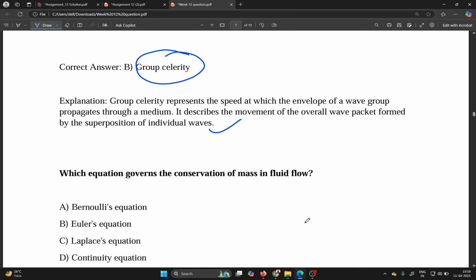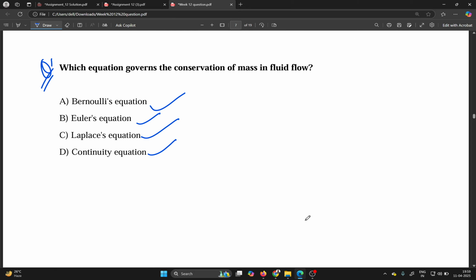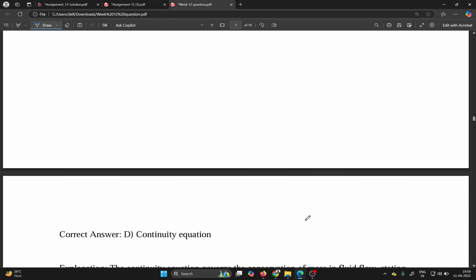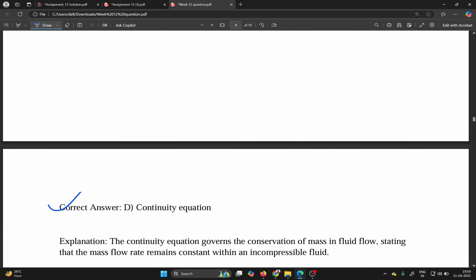Next question is, which equation governs the conservation of mass in fluid? Bernoulli's equation, Euler equation, Laplace equation, and continuity equation. Everyone knows. I have discussed a lot about it. Definitely the continuity equation will be correct for this question. The question number is not given here.